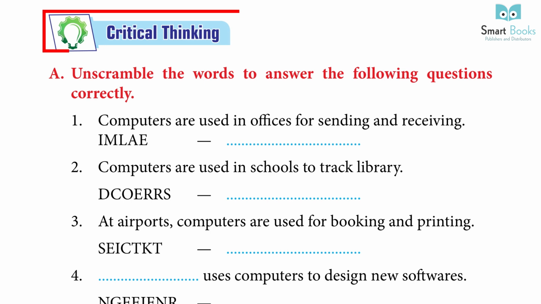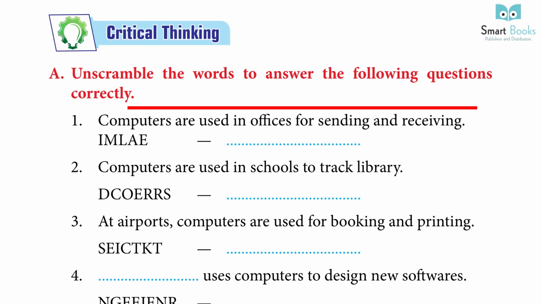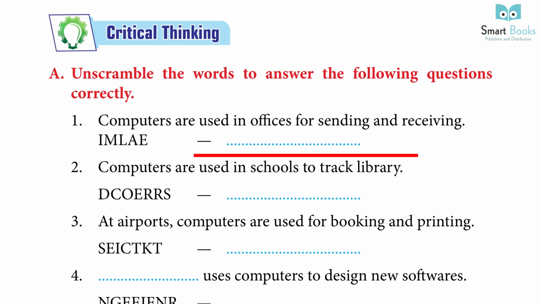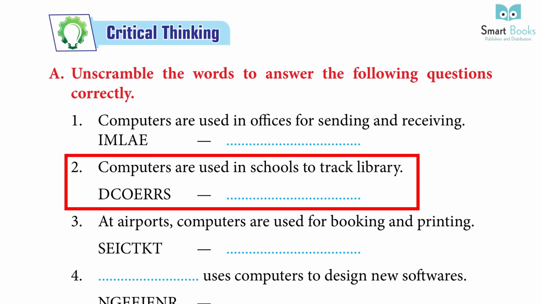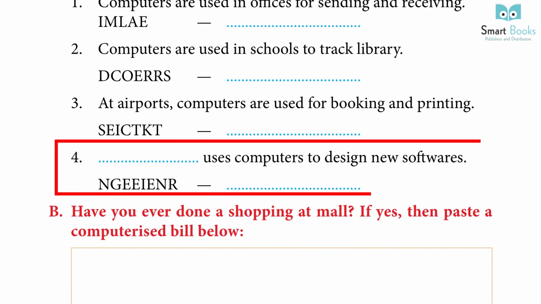Critical thinking. A. Unscramble the words to answer the following questions correctly. 1. Computers are used in offices for sending and receiving. Answer: emails. 2. Computers are used in schools to track library. Answer: records. 3. At airports, computers are used for booking and printing. Answer: tickets. 4. Dash uses computers to design new softwares. Answer: engineer.